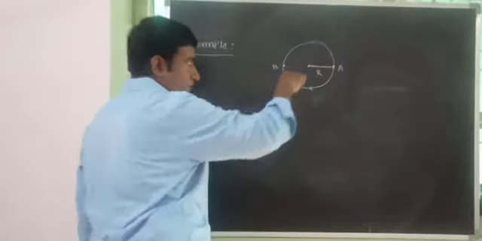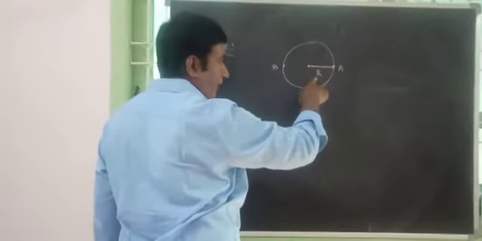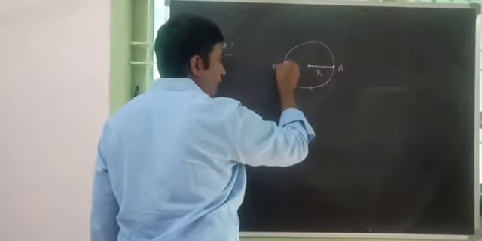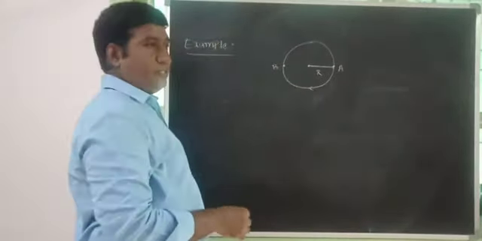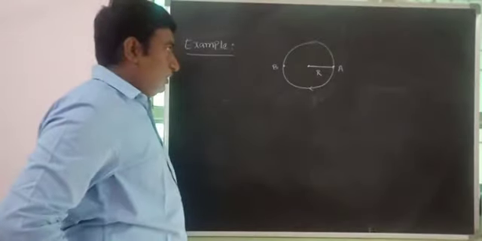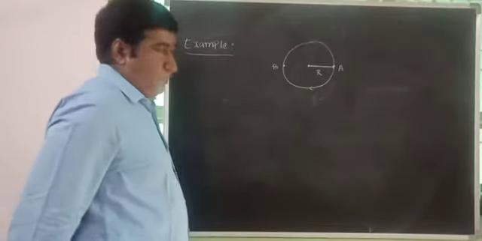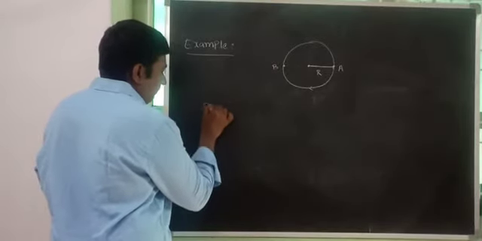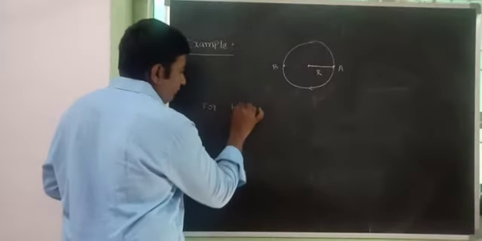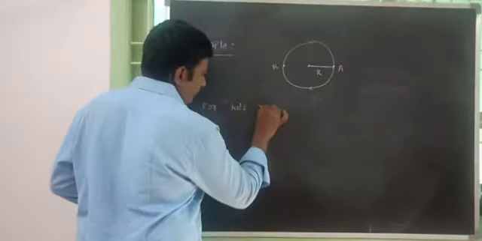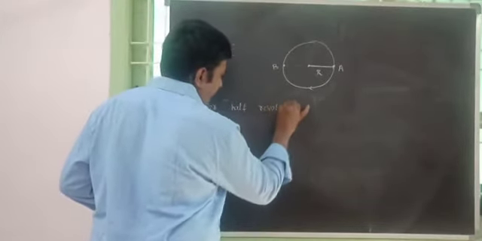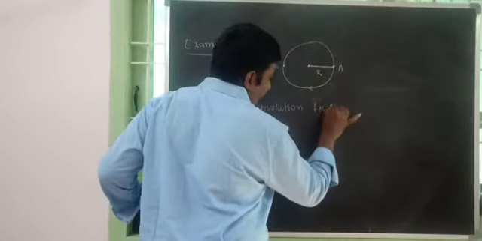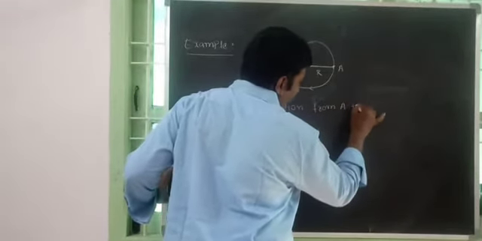So if a person is moving in a circular path having radius r, and he starts from the initial point A and then reaches point B, in such a case, what is the distance? What is the displacement? So this is for half revolution, from A to B.